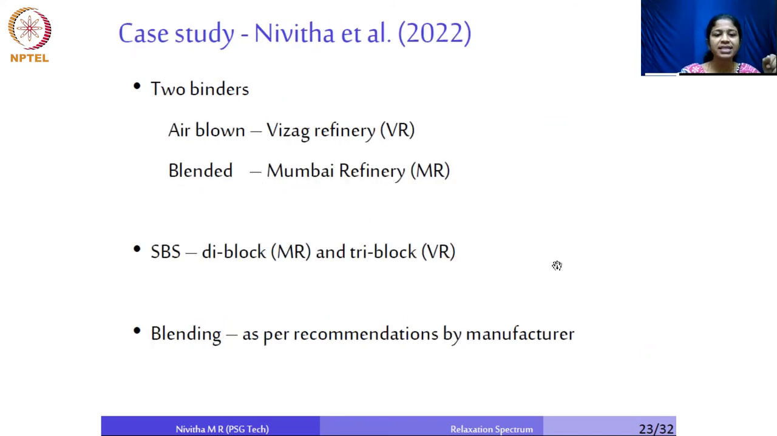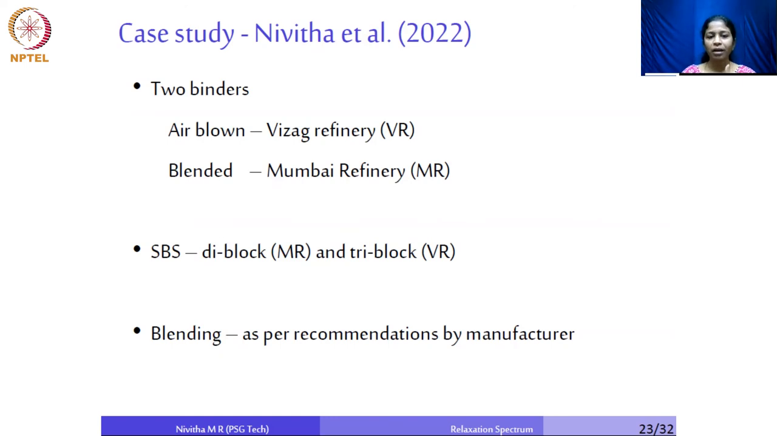Now, we'll discuss a case study based on a DST project which was awarded to Dr. Neetu Roy. We had taken different binders here. In India, we are quite familiar that we have two types of processing methodologies, air-blown, partial air-blowing or air rectification, and component blended, which is a PDA-based material. So we have procured the air-blown material from Vizag refinery and blended material from Mumbai refinery, both of them corresponding to VG30 grade. So basically, they are binders of same grade, but produced using different production processes. Obviously, the crude source would also be different.